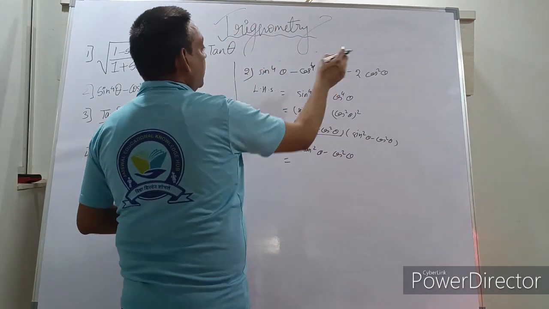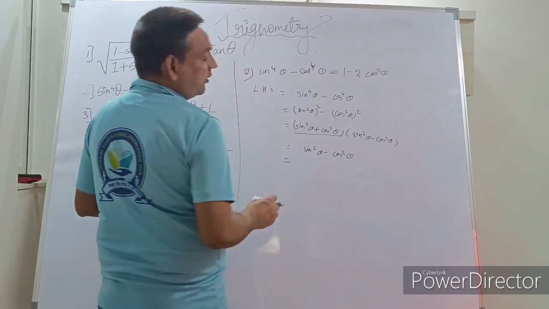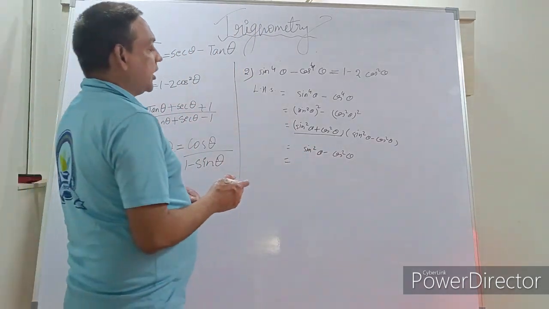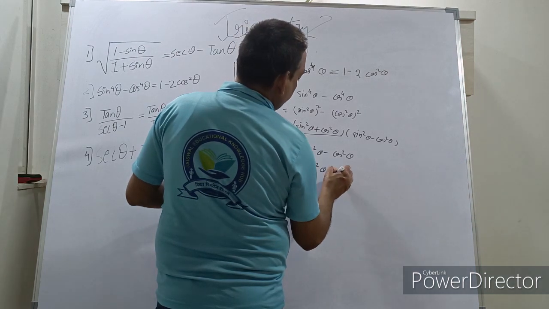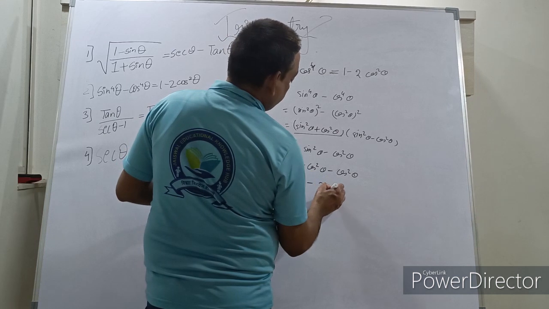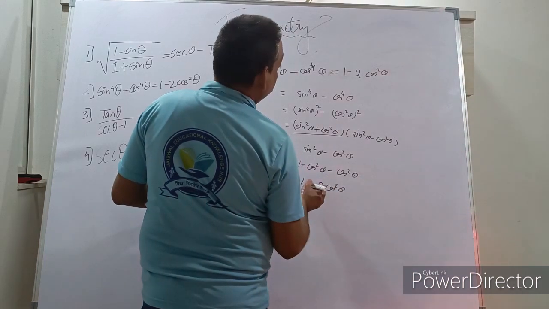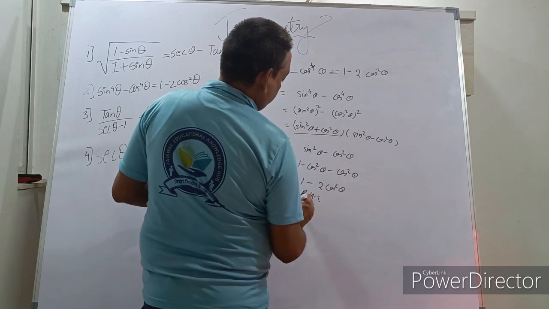Now see, we need 1 minus 2 cos square theta. We don't need the sine. So what is the value of sine in terms of cos? Sine square theta is nothing but 1 minus cos square theta, so 1 minus cos square theta minus cos square theta is nothing but 1 minus 2 cos square theta, and that is the same as the RHS. Okay, RHS, hence proved.